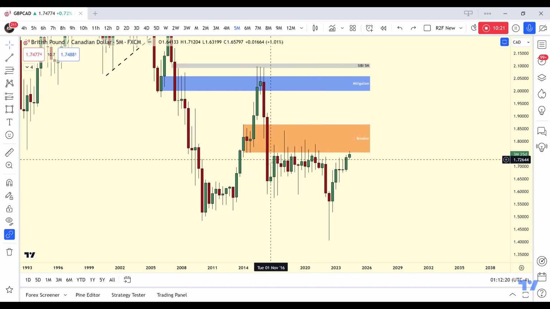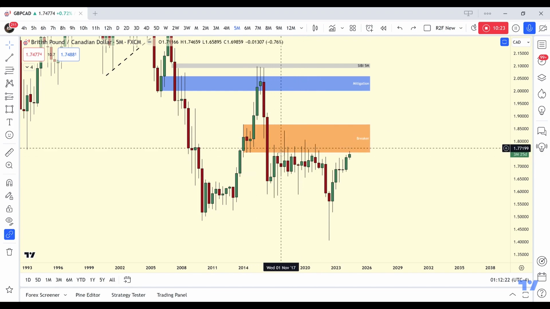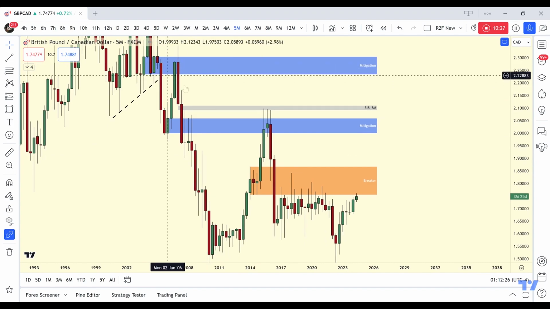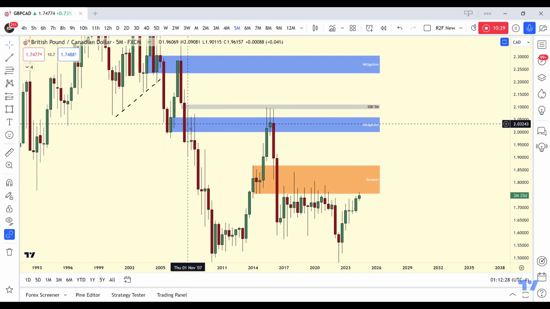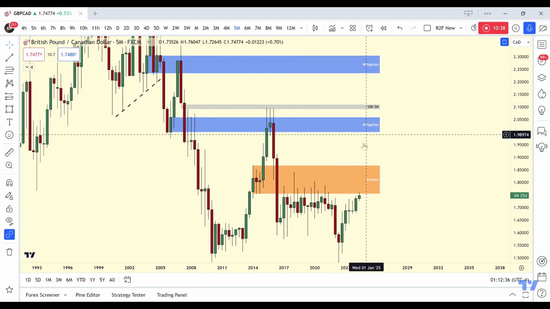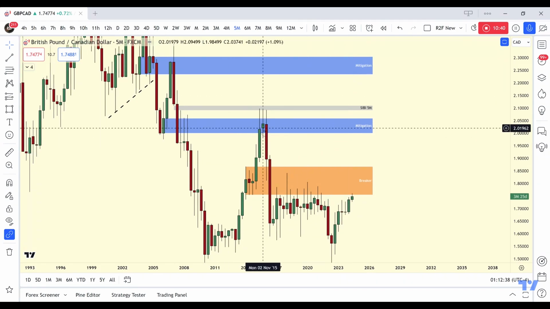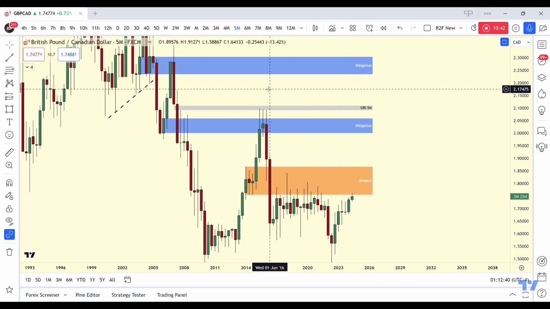I do find bodies have more significance than wicks, so often I may just highlight the body in this instance. And when it comes to observing bodies, I want to see the bodies as well when price trades back into them. So you can see the bodies here. They are respecting this mitigation block. They're not trading out of it. So most of the time, this is the case.